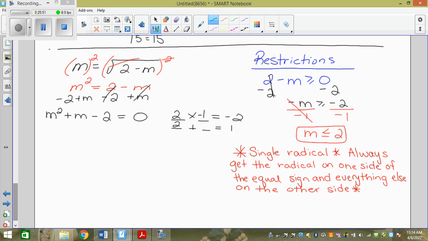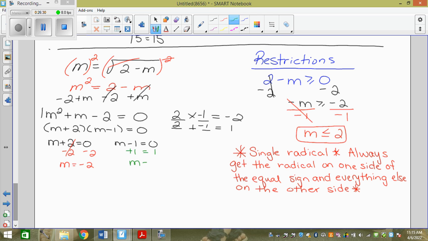2 and negative 1. Do I have to do decomp? No, because there's a plus 1 in front. I can go right to brackets. So I can go m plus 2, m minus 1 equals 0. So that's the grade 10 part. What's the grade 11 part? Set each of them equal to 0 and solve for m. So I'm going to get m plus 2 equals 0, m minus 1 equals 0, subtract 2, m equals negative 2, add 1, m equals 1.